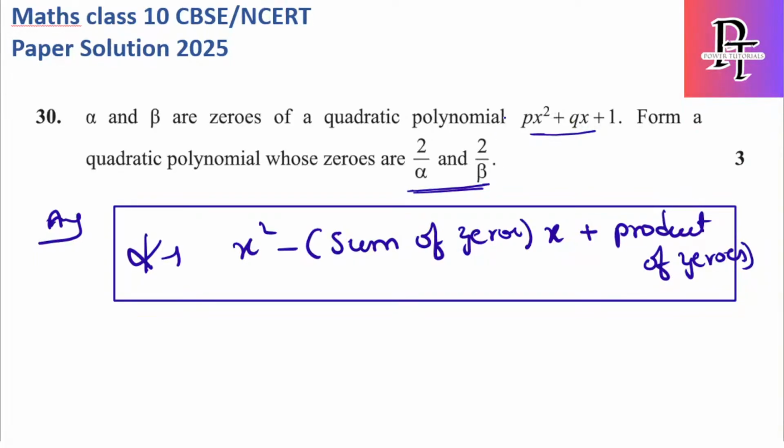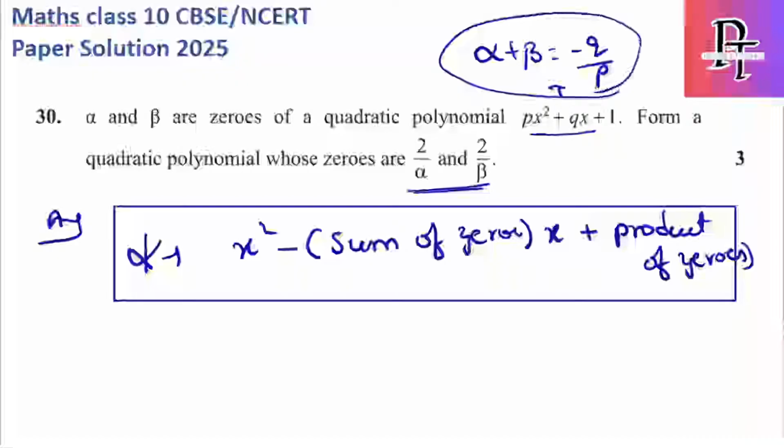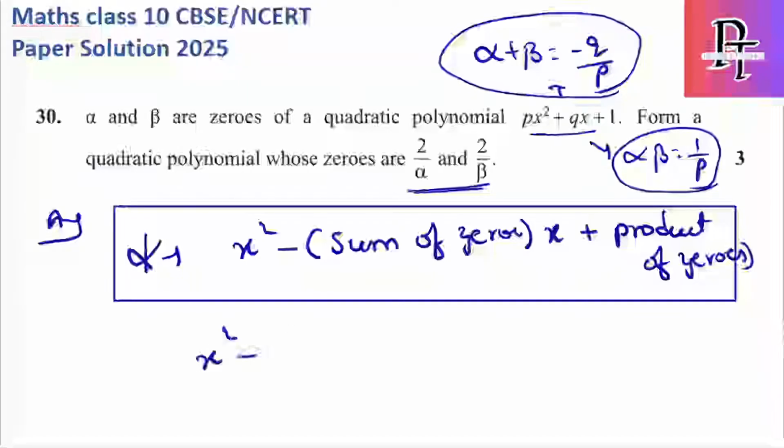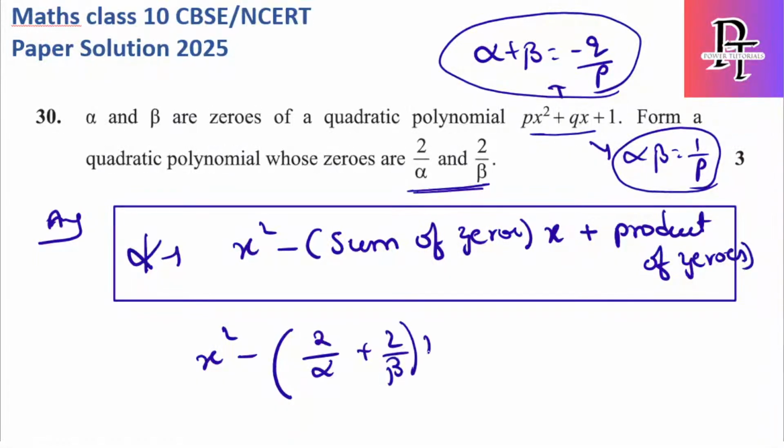Okay, so here the sum of zeros for this equation, if I notice, alpha and beta are the zeros. You keep it somewhere. Same way, alpha into beta is the product of roots, which is 1 by p here, because it is c by a. Okay, you keep this somewhere, it's not the final answer, we have to use it for this relation. So if I write the sum of zeros for this new equation, it is 2 by alpha plus 2 by beta into x, plus the product of zeros, which is 2 by alpha into 2 by beta.